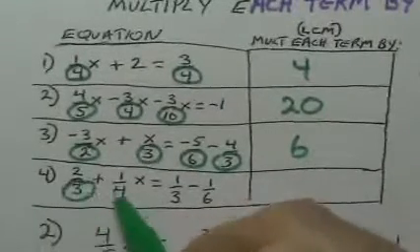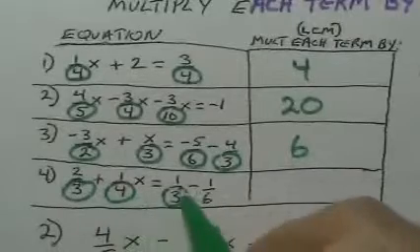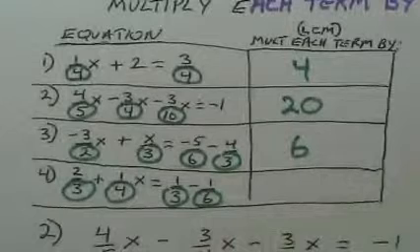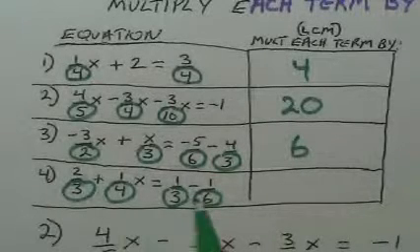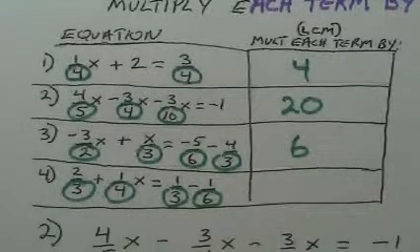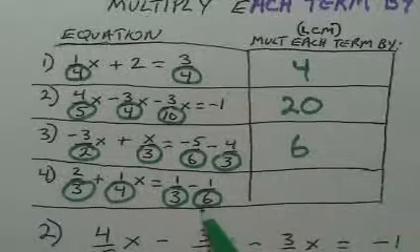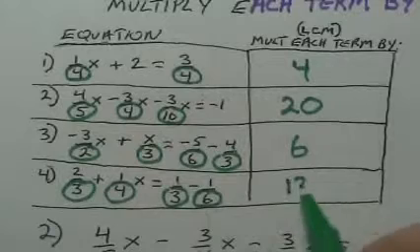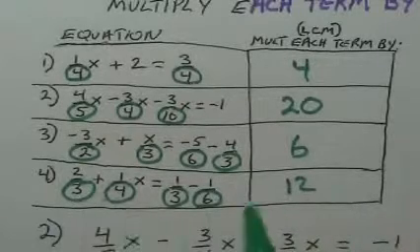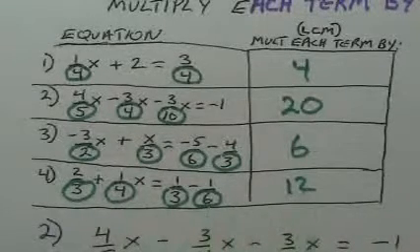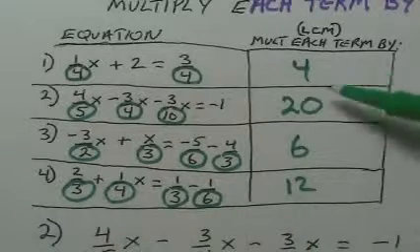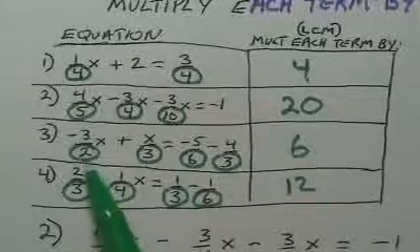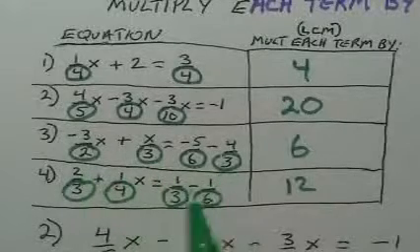Number 4, we have a 3, a 4, a 3, and a 6. So out of those numbers, what will they all fit into? No, they don't all fit into 6. How about 12? They all will fit into 12. 3 goes into 12, 4 goes into 12, and 6 will go into 12. So these are the numbers that we're going to use to multiply each term by to eliminate the denominators.